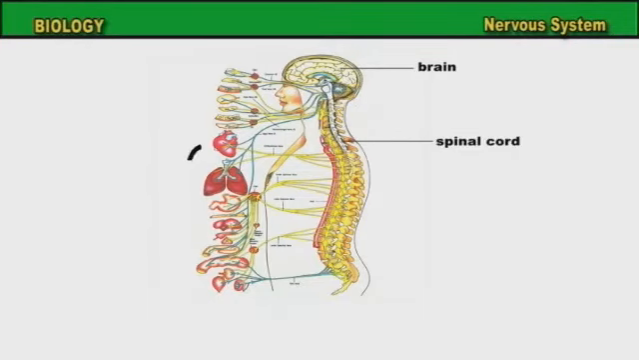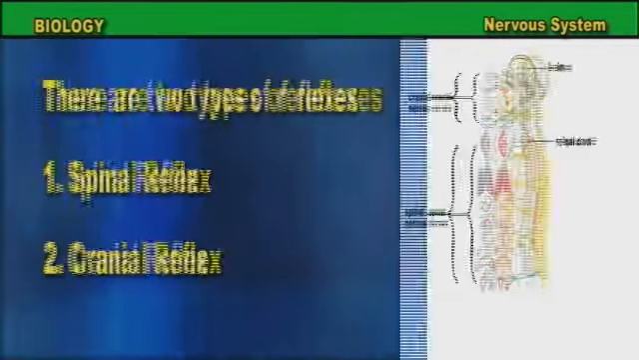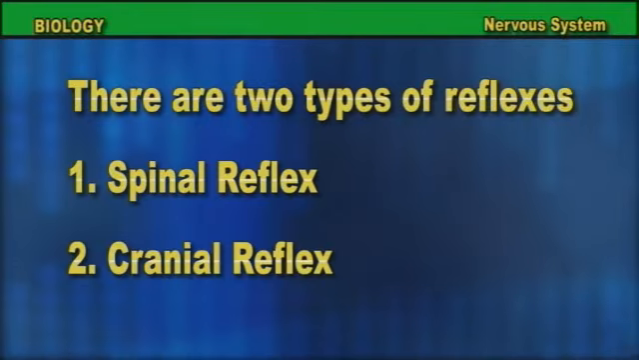Nerves that come out of the spinal cord and go to the arms, legs, and trunk of the body are called spinal nerves. Nerves that come out of the brain and extend into the head are called cranial nerves. Due to this, there are two types of reflexes: the spinal reflex and the cranial reflex.